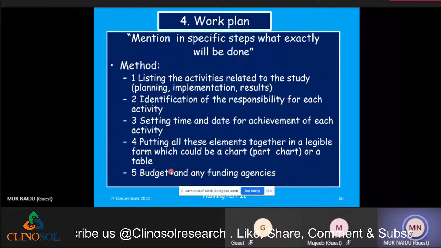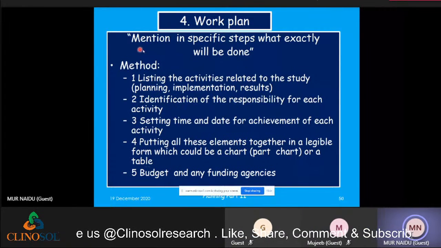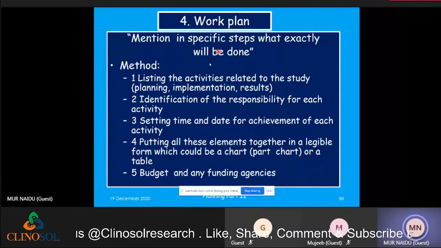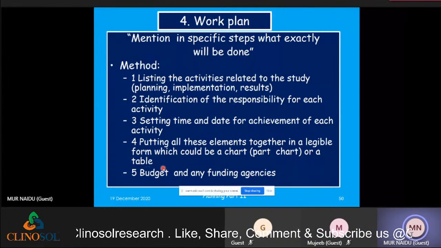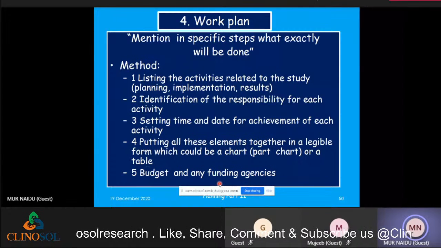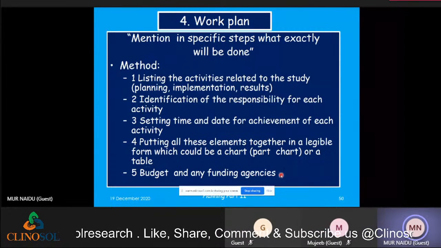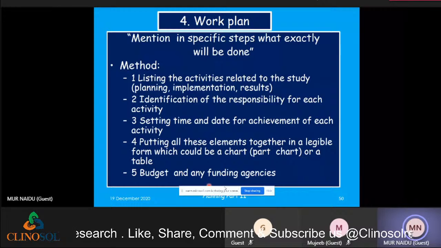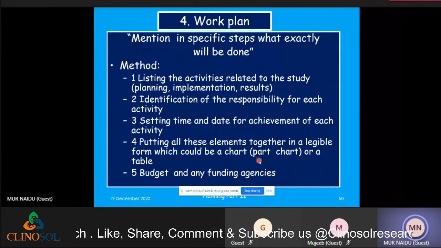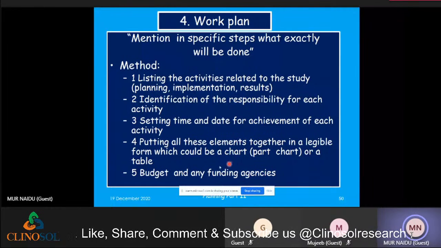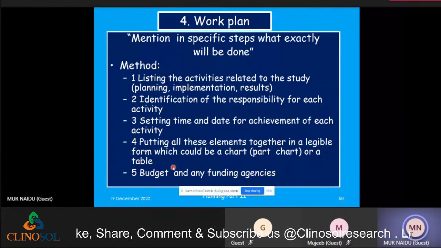And the last thing is that whenever you are mentioning the work planning, never forget about the amount, where the money will come from. Funding agency: are you going to put money from your pocket, or are you asking somebody, or is it a pharma industry or a national agency from where the funding is coming? So budgeting is very important.